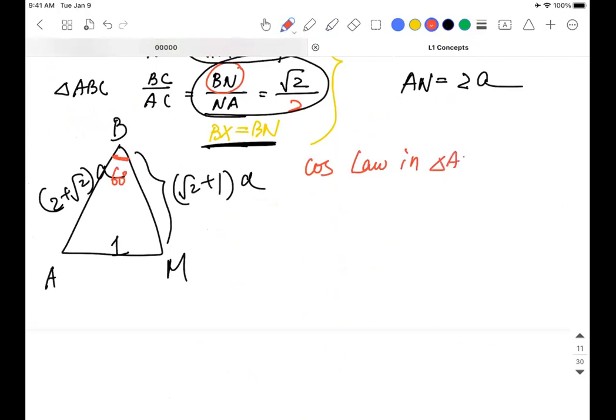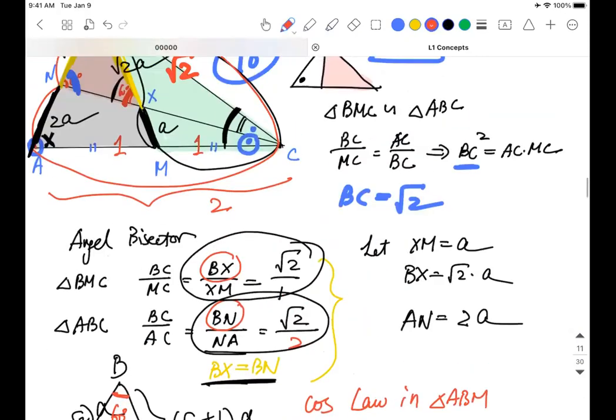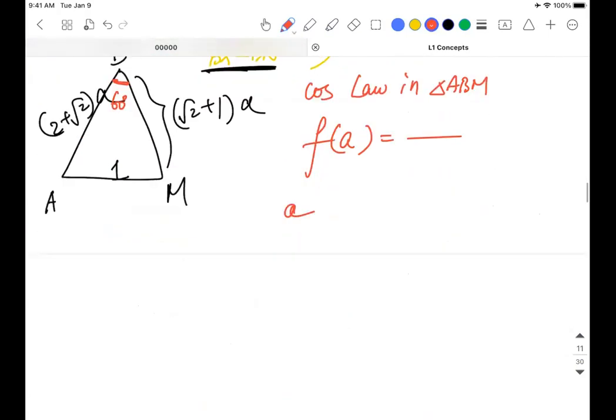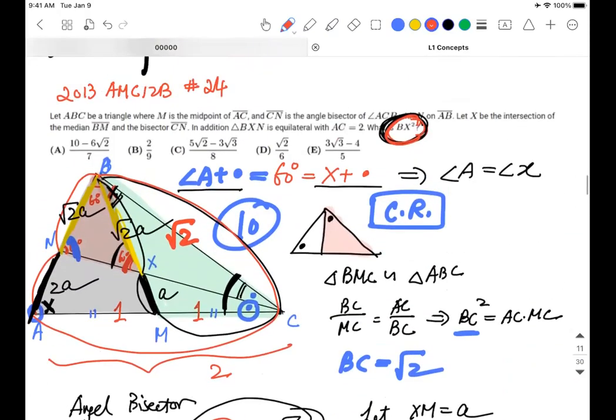in triangle ABM, and you're going to be able to have a big equation for A, right? I'm not going to write the equation out. So that one equals cosine 60 degrees. Taking from there, you get a value for A. And then the question asks you to determine the value of BX squared. BX squared is root 2A, perfect square. So 2A squared is going to be (10 minus 6 root 2) under root 7, over 7. That's going to be our A part.